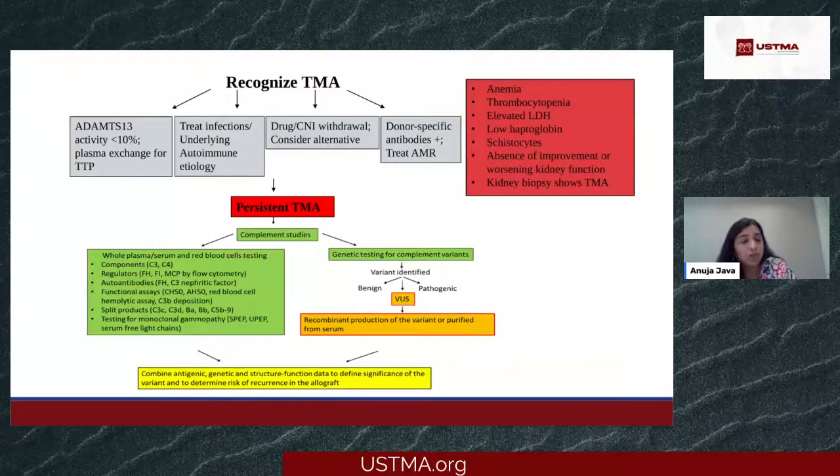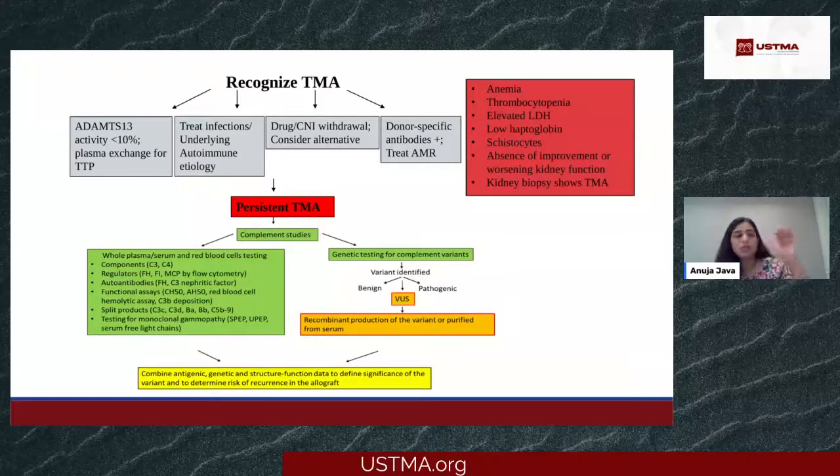So this is a flowchart that I designed to really put things together. First of all, it's critical that thrombotic microangiopathy is diagnosed. And in the red box on the right, I mentioned some of the features we've discussed. So there is a patient who has anemia, low hemoglobin, thrombocytopenia, low platelet count, elevated lactate dehydrogenase, as I mentioned. Haptoglobin is another test that identifies breakdown of the blood. Schistocytes on the peripheral smear. There is a biopsy that shows a thrombotic microangiopathy.